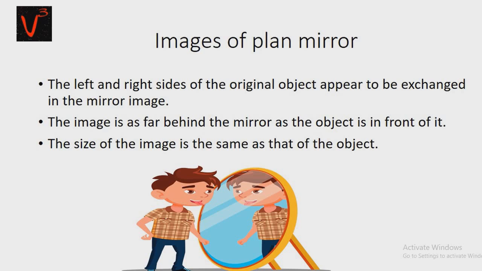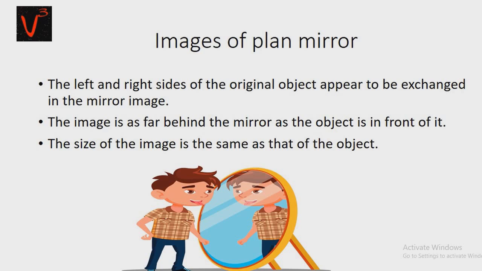The left and the right side of the original object appears to be exchanged in the mirror image. Here down you can see the boy is standing in front of the mirror. His left hand in the mirror looks like the right hand. You yourself stand in front of the mirror and you check.